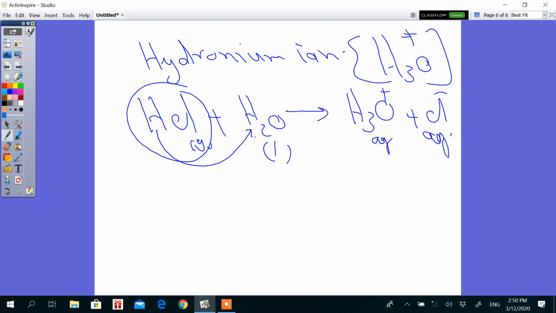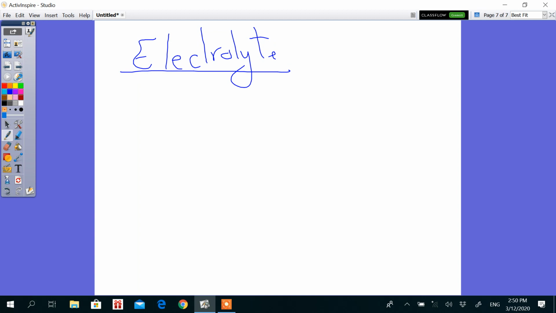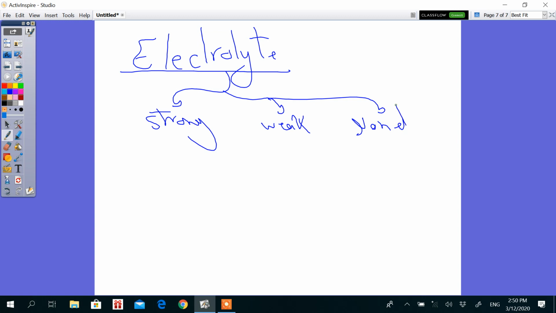Our last concepts are the electrolytes and their classification. What are electrolytes? I have three types: strong electrolyte, weak electrolyte, and non-electrolyte.